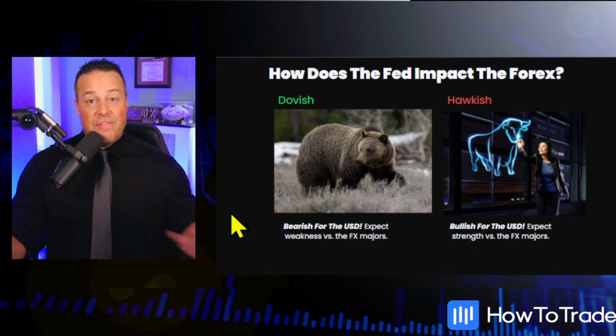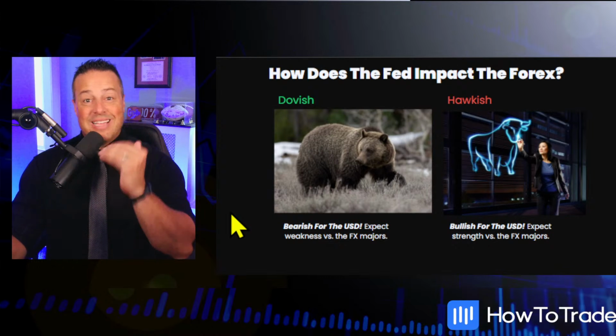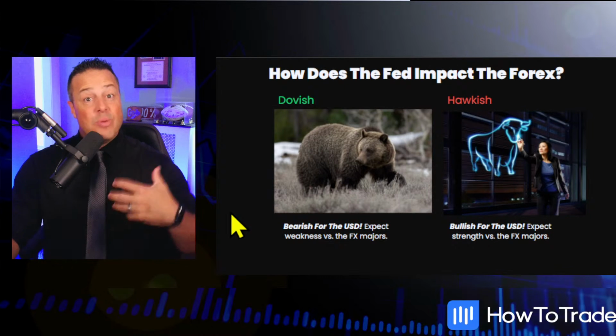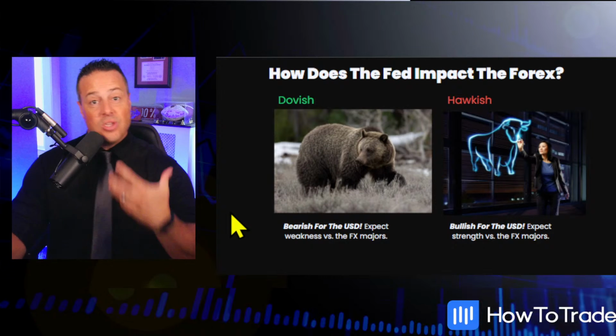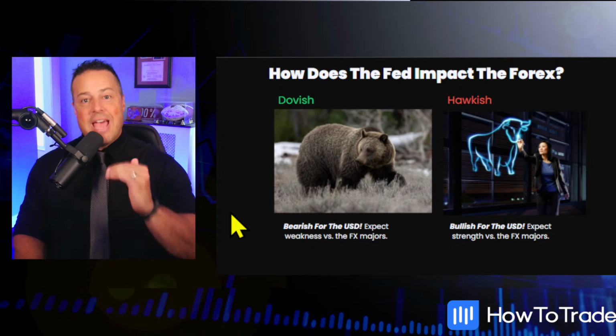Hawkish. If the Fed comes out and says we're not going to cut interest rates, we're going to wait to cut interest rates, what does that mean exactly? It's bullish for the USD. That's going to send risk assets down, putting downward pressure on your stock markets. Commodities are not a risk asset, but they do react negatively to the US dollar.